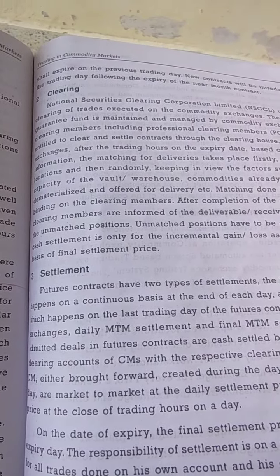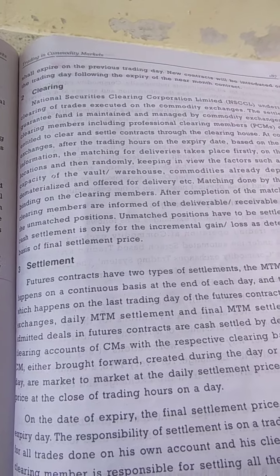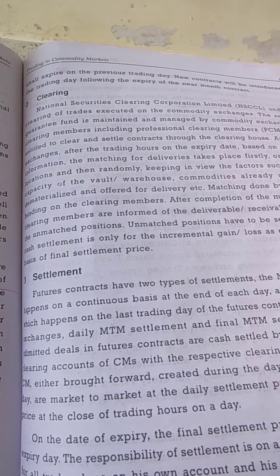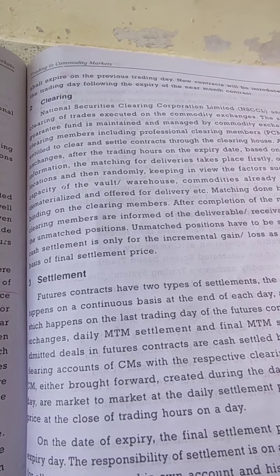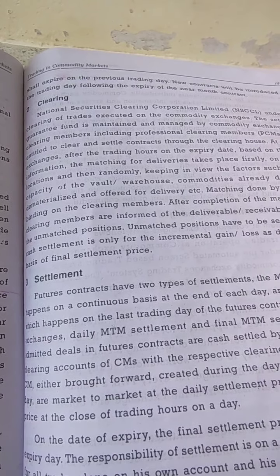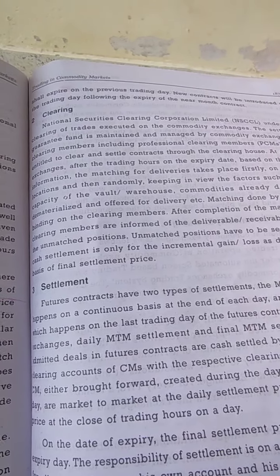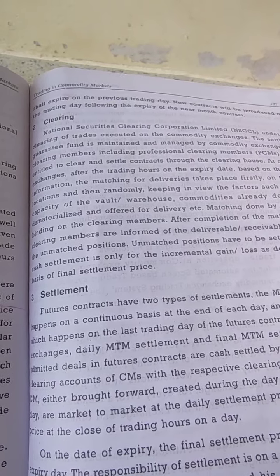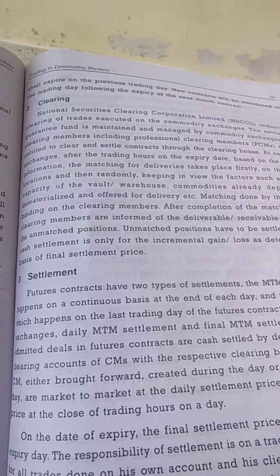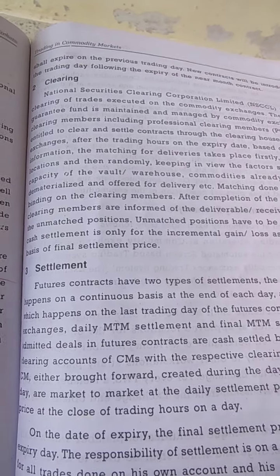The buyer will have to submit the receipt in the warehouse and take the delivery of the commodities, and the seller will get the money from the depository because his account will be credited, and he can take the cash from the depository account. He will have a bank account from which he can take the money. So this is how your settlement happens.